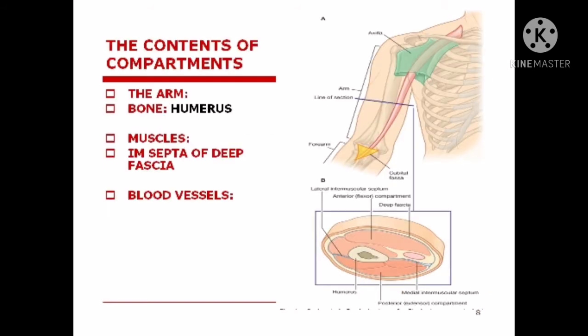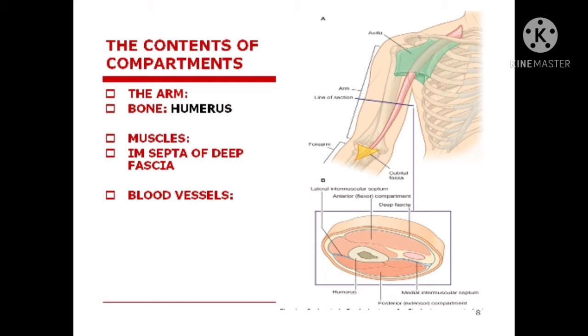The arm region. The bone of the arm region is humerus. The muscles are the extensors and the flexor. The extensor is a single muscle, the triceps muscle. The flexors are the biceps brachii, the coracobrachialis, and the brachialis. Both of the groups, the extensor and the flexors, are separated from each other by intermuscular septa of deep fascia.